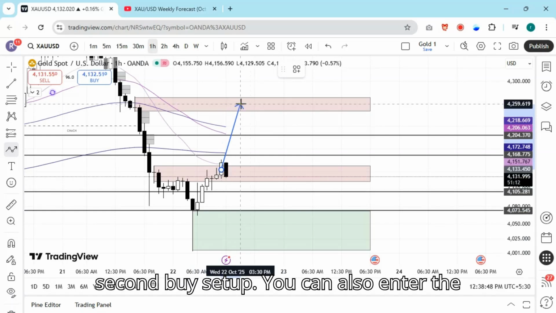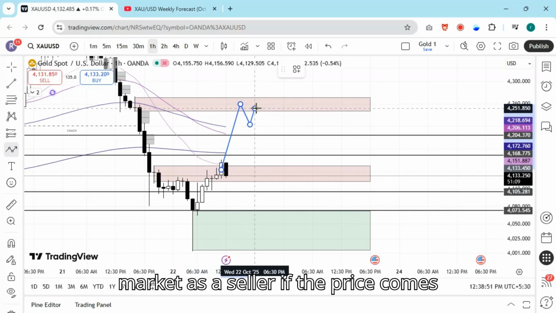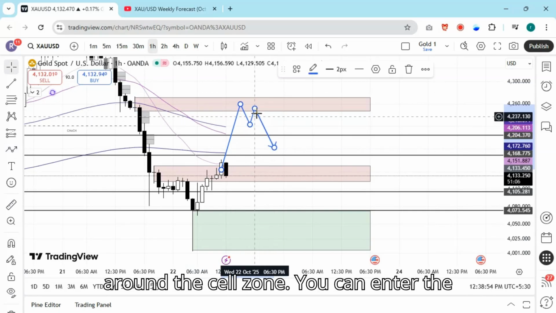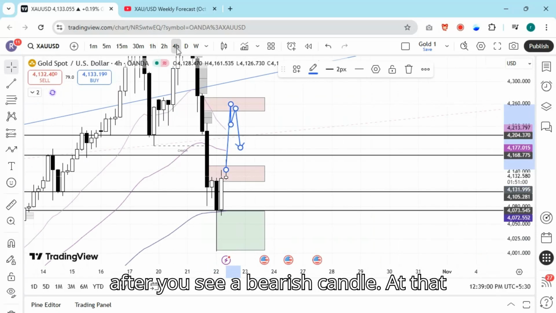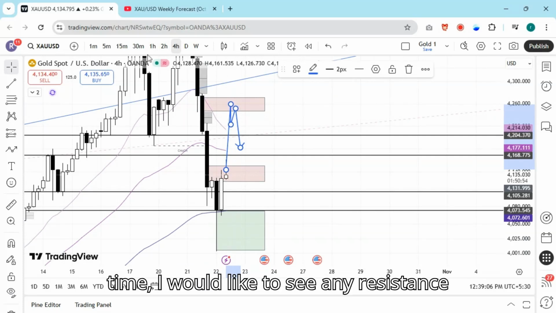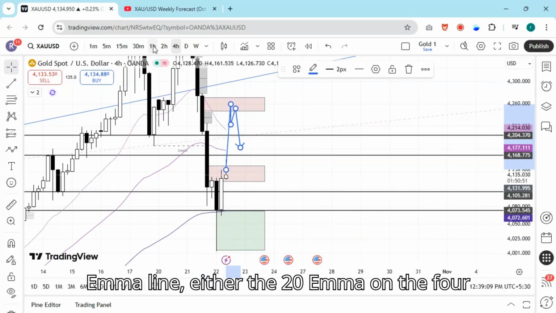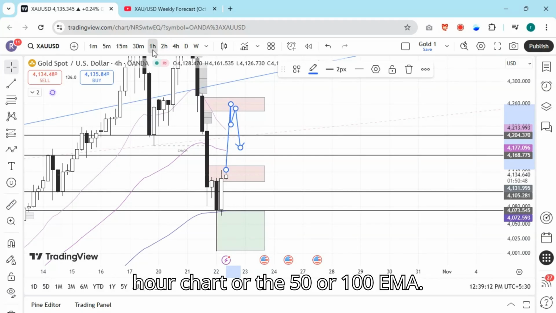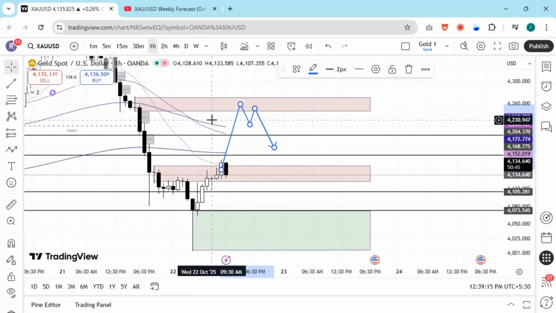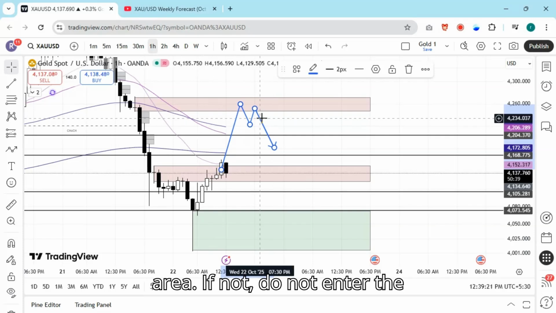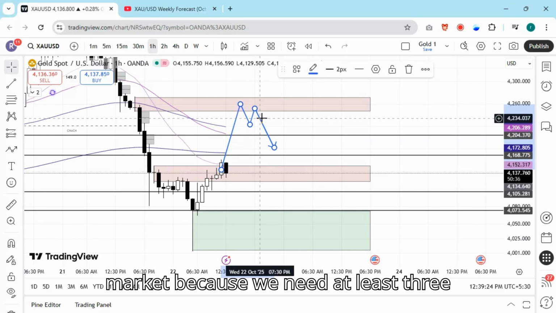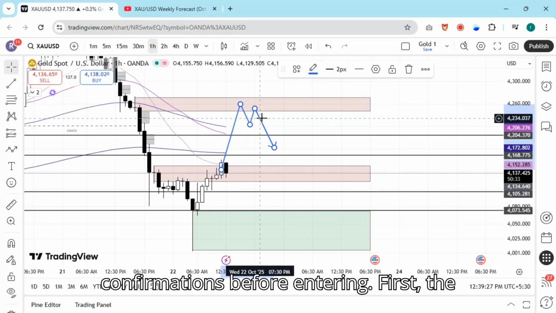You can also enter the market as a seller. If the price comes around the sell zone, you can enter the market with the 15-minute fair value gap after you see a bearish candle at that time. I would like to see any resistance EMA line, either the 20 EMA on the 4-hour chart or the 50 or 100 EMA on the 1-hour chart around that area. If not, do not enter the market, because we need at least 3 confirmations before entering.